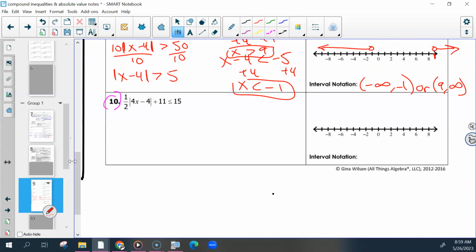And then number 10, it is a less than or equal to, so it should be an and, but it might change as we isolate, so I'm going to write that and change it if need be. Same as this one, get rid of the 11.